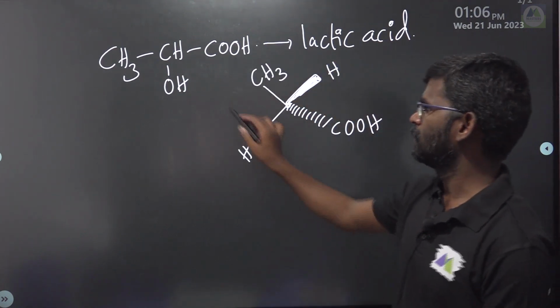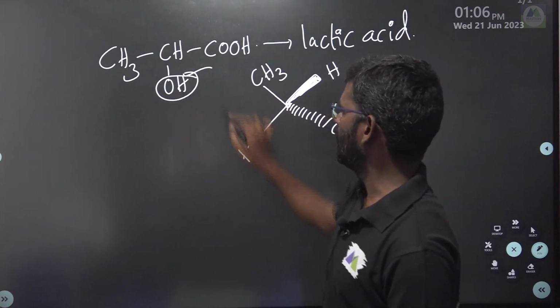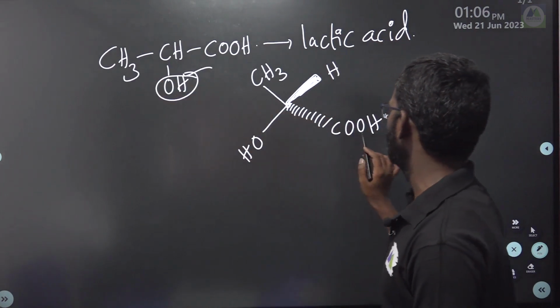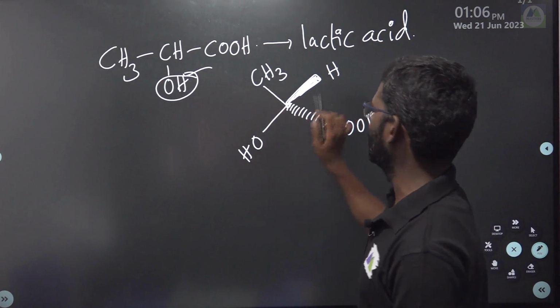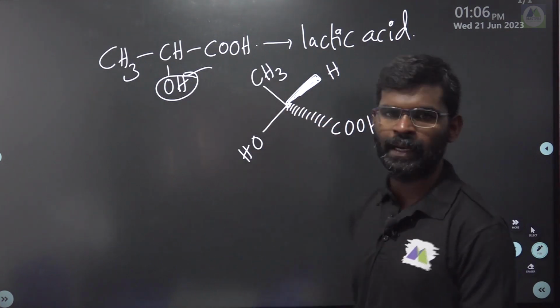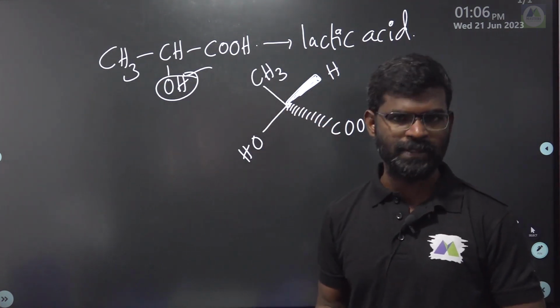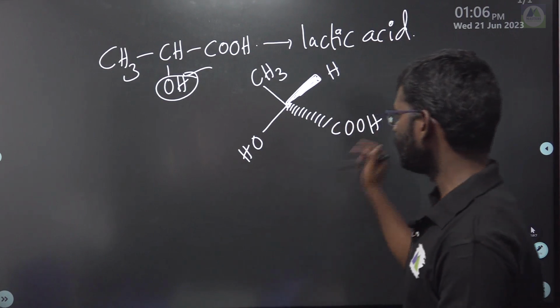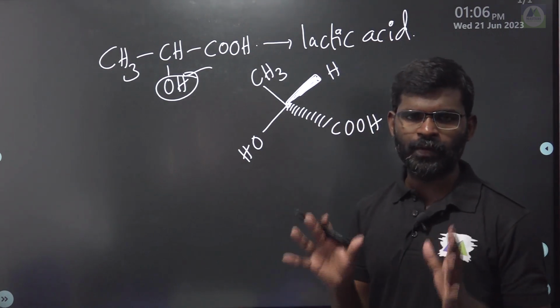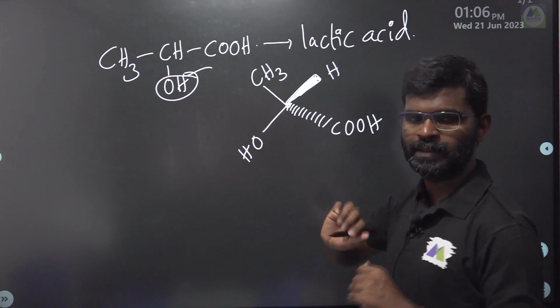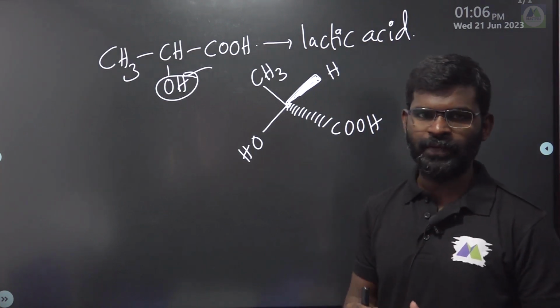Clear? Right. See, OH, CH3, H, COOH. This is the chiral center. This is the second type of representation. Fine? Yeah, same. You have to concentrate, identify the chiral center, same rule which is present in Fischer projection.